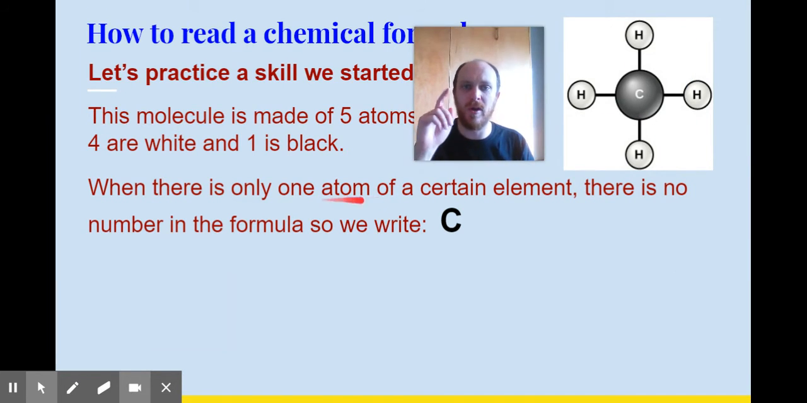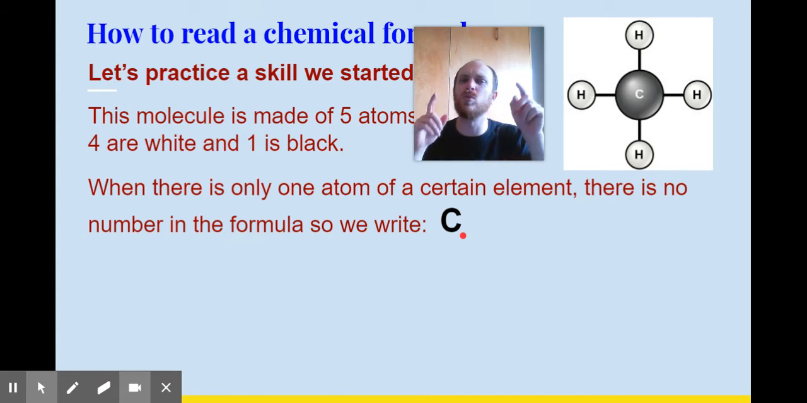When there's only one atom of a certain element, we don't write the number after the letter in the formula. Think about H2O. There's no number after the O, which means there's only one oxygen atom in a water molecule. So here we're going to write C. We don't write a number. If it helps you, you can imagine if there's no number, then there's like a secret little 1.